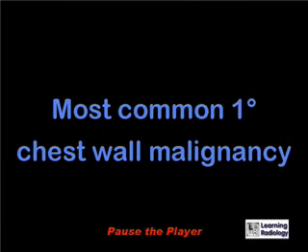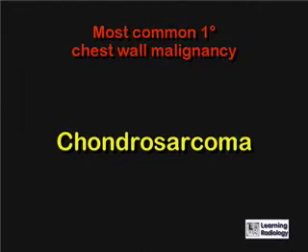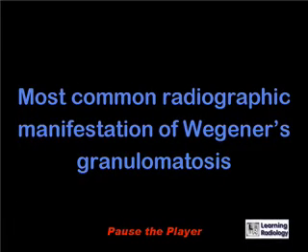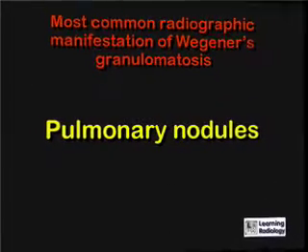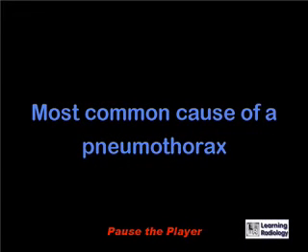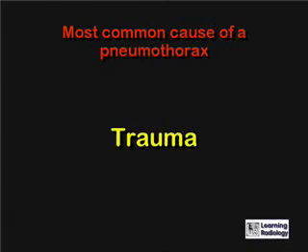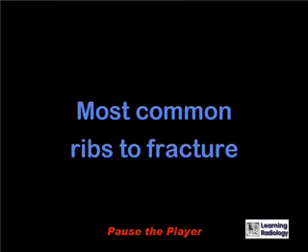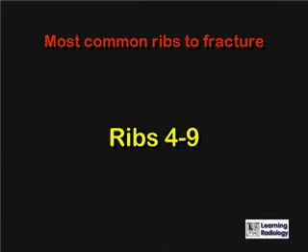What is the most common primary chest wall malignancy? A chondrosarcoma. What is the most common radiographic manifestation of Wegener's granulomatosis? Pulmonary nodules. What is the most common cause of a pneumothorax? Trauma. What are the most common ribs to fracture? Ribs 4 through 9.